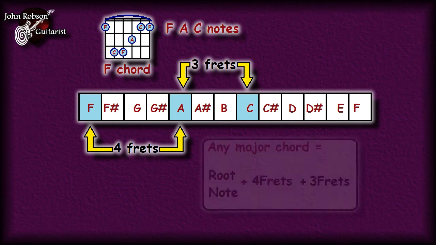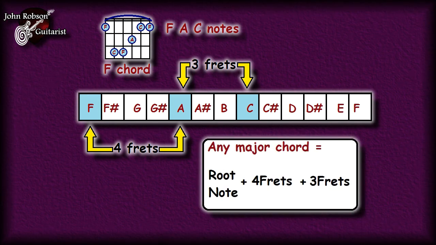And that is a formula that you can use to work out the notes in any major chord. You simply take your root note, then go up 4 semitones or frets, then go up another 3 semitones or frets. So that's how you can work out what notes are going on in any major chord. What about minor chords though?